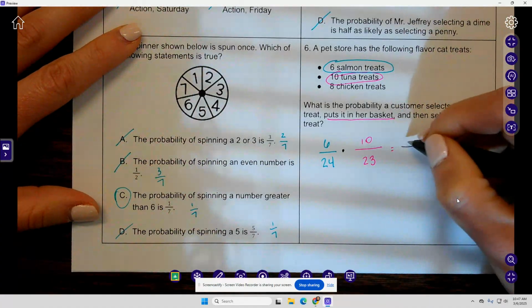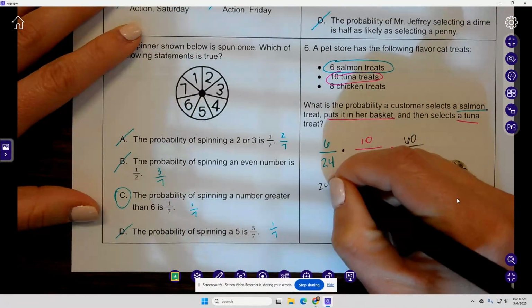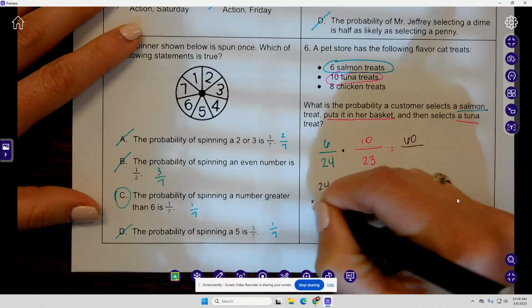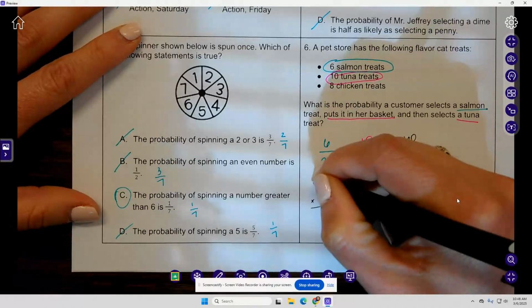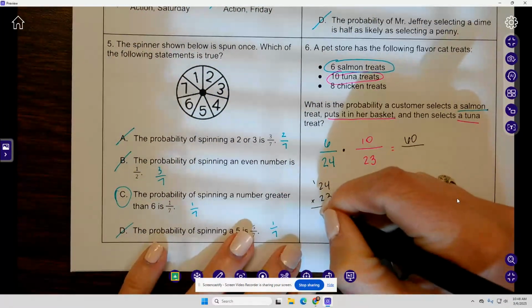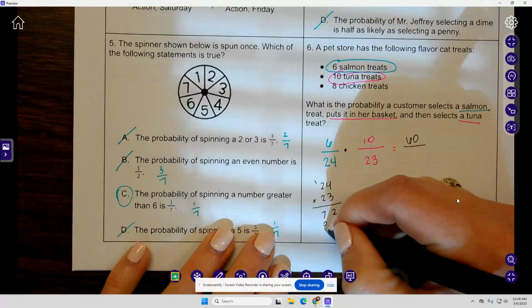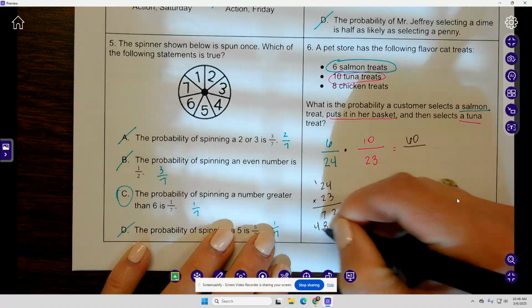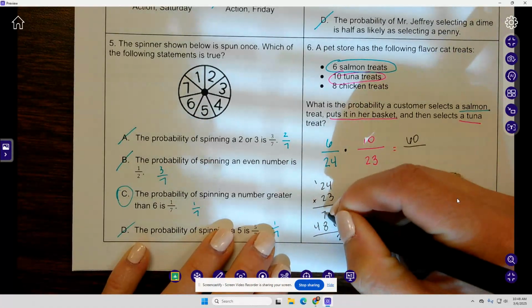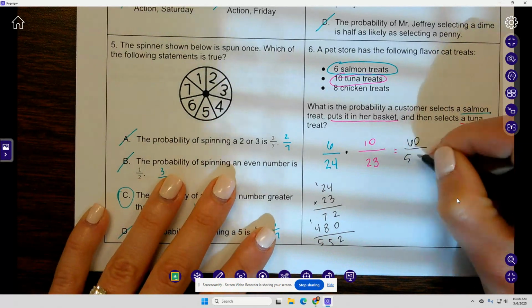Ten times 6 is 60. And then we got to do 24 times 23. 3 times 4 is 12. Carry my 1. 3 times 2 is 6, plus 1 is 7. Add my 0. 2 times 4 is 8. And then 2 times 2 is 4. Going to add those together. That's 15. That's 5. So 60 over 552.